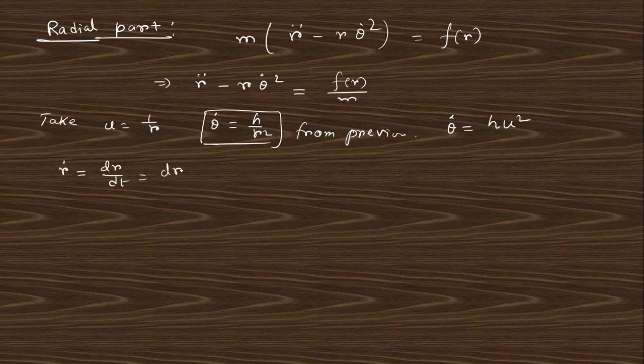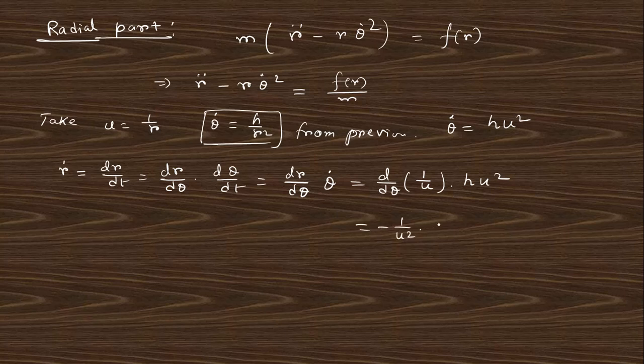So this is nothing but dr d theta into d theta dt. That is dr d theta and theta dot, where r is 1 by u and theta dot is h u square. So this is minus 1 by u square du d theta times h u square. Clear? So u square has cancelled out, only h du d theta. So we get r dot.